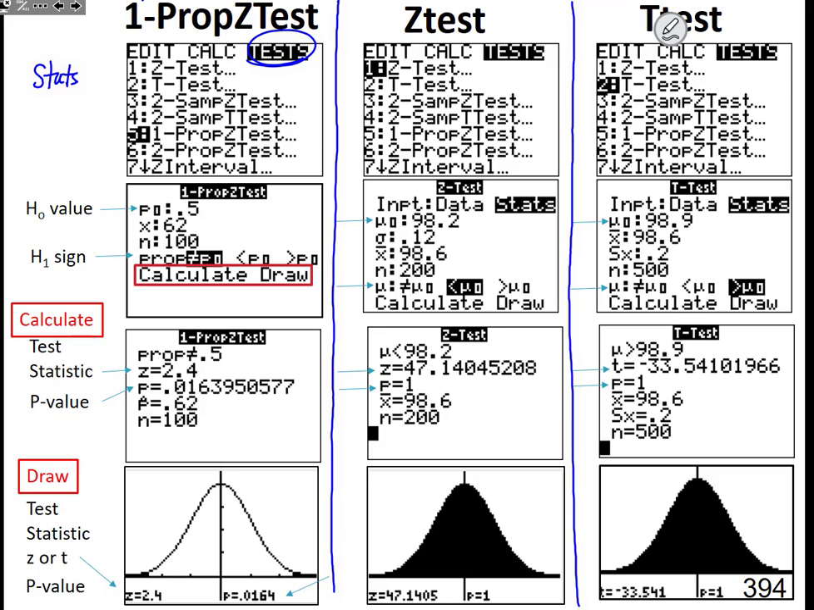The p-test, or the one prop, is number 5. The z-test is number 1. And the t-test is number 2. Those are the only 3 tests we're using.